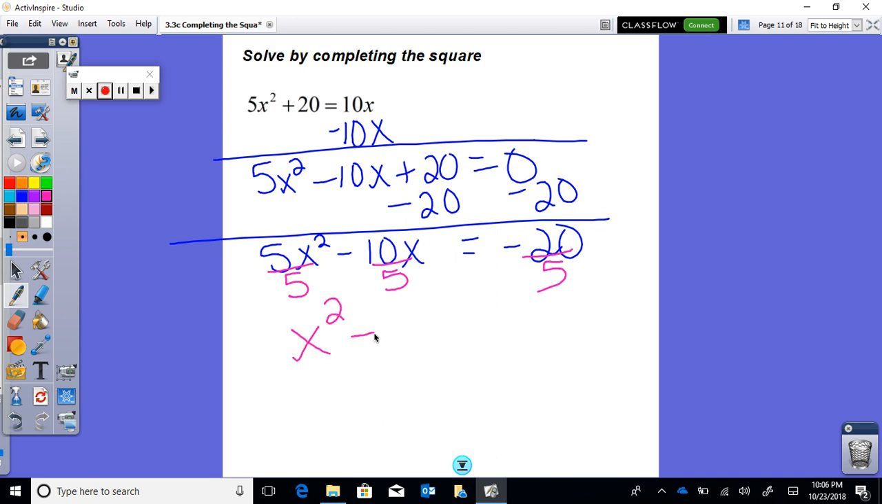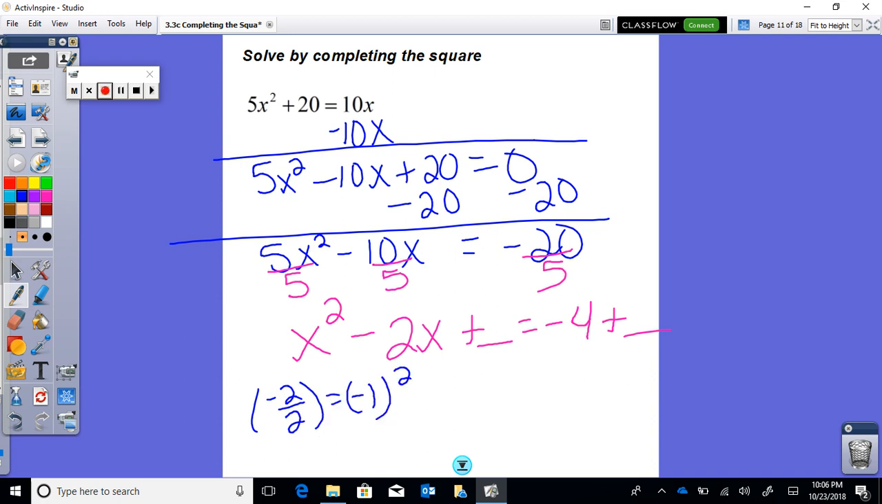So x squared minus 10 divided by 5 is 2x plus blank equals 20 divided by 5 is negative 4 plus blank. Then negative 2 divided by 2 is negative 1, and negative 1 squared is positive 1. So I'm going to end up adding 1 to both sides.